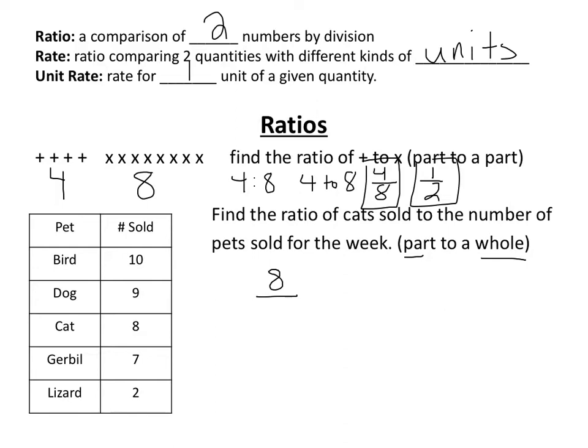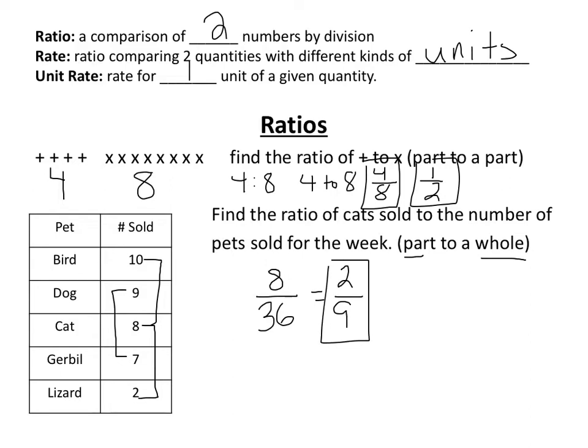What I would do is look for things we can compare together. So like 8 and 2 make 10, plus 10 is 20. 9 and 7 make 16, so you have 20 plus 16 or 36, but once again that could be reduced because they're both divisible by 4. 8 divided by 4 is 2, 36 divided by 4 is 9, so the ratio would be 2 cats for every 9 pets sold for the week.